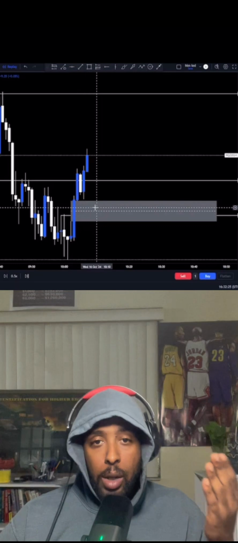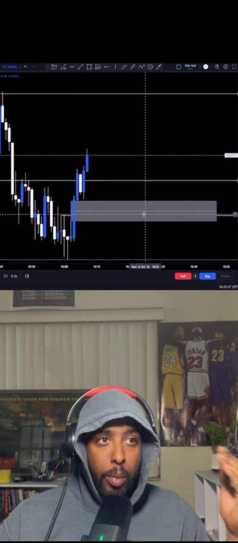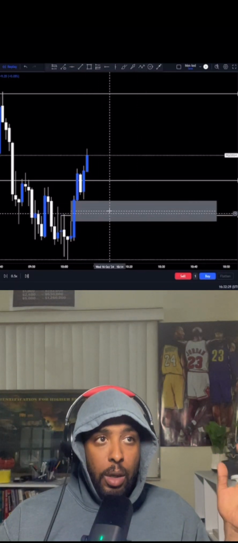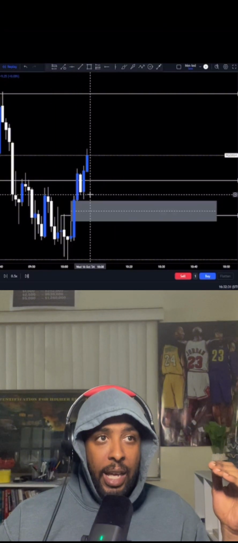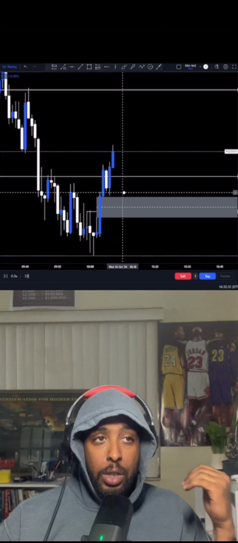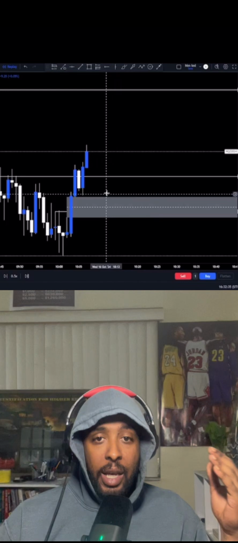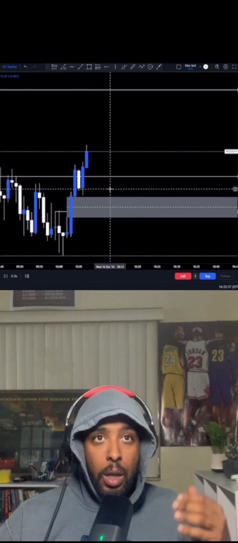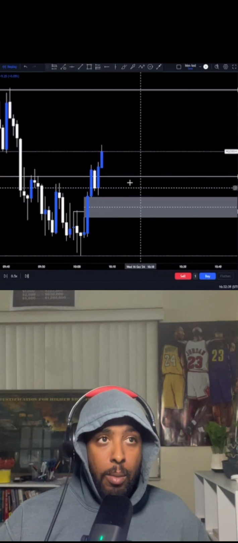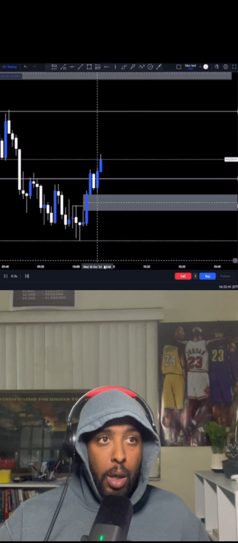So this is called a breakaway gap, right? This is called a breakaway gap when the market creates a market structure shift and it doesn't have the willingness to trade back into the zone, to the fair value gap, which is leaving it unmitigated, right? And then look what it did. It created another fair value gap right above it, which is called a proportion block.